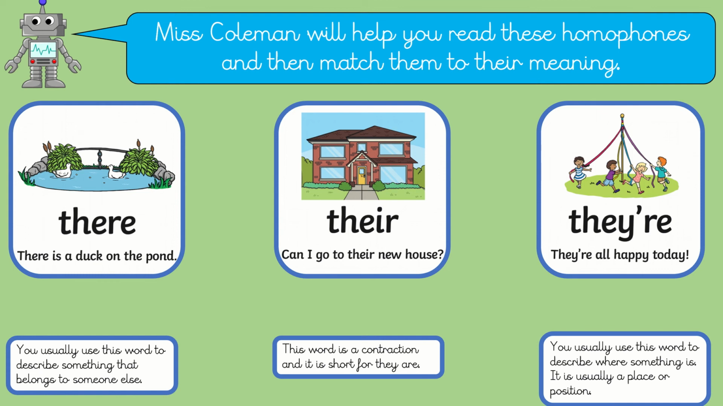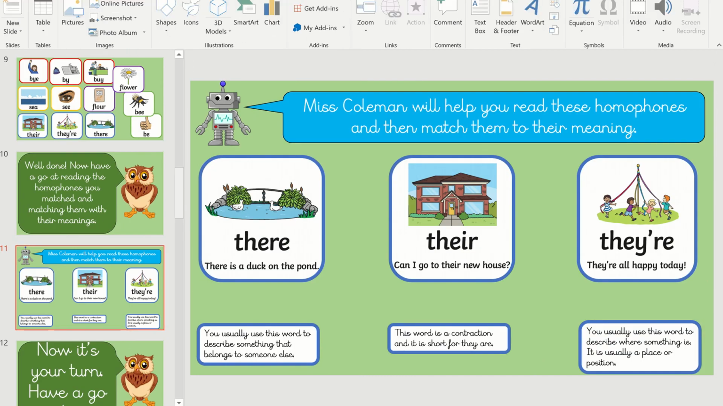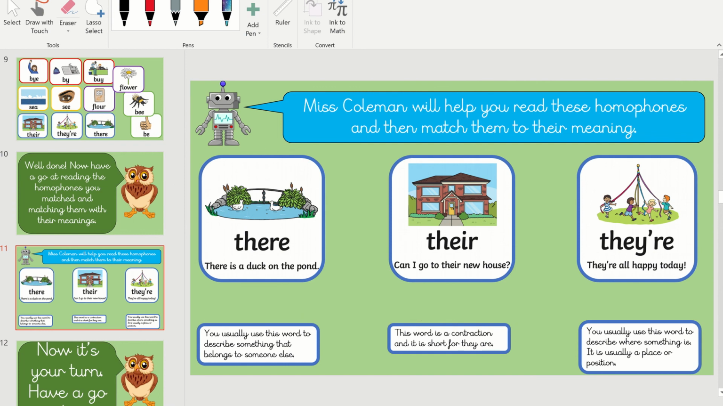Okay, so can I go to their new house? There is a duck on the pond. They're all happy today. Well, I know that one. Did you spot that one? I knew that one because it said this word is a contraction, which means that it's had some letters taken out and it is short for they are. Can you see that there? It's got an apostrophe, so that one matches to that one.